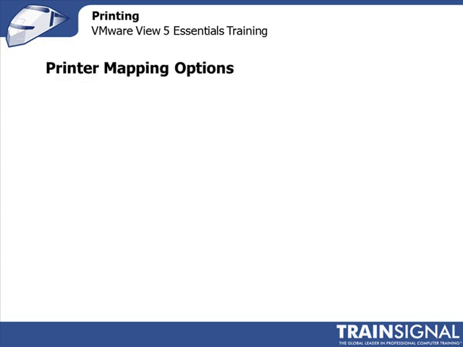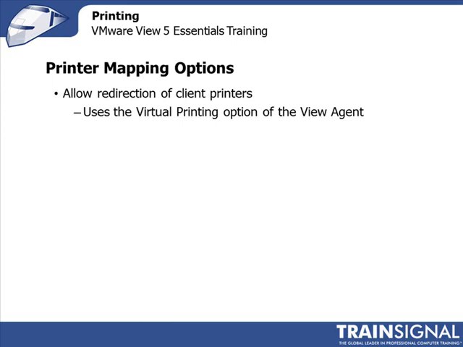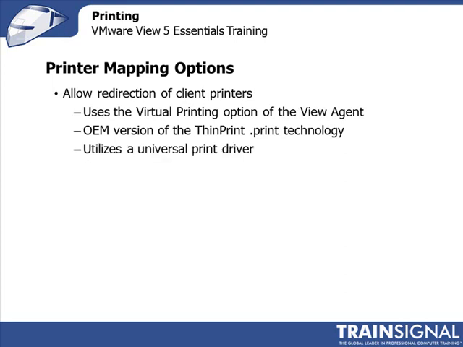So let's start with talking about the different options that you have. First of all, you can allow redirection of your client printers so that they show up automatically from your client device directly into your virtual desktop. This uses the virtual printing option of the VMware View agent, which is an OEM version of the ThinPrint .print technology. The .print technology is based on a universal print driver. VMware View uses this in order to be able to print to any device with a single print driver that you've installed inside the parent image.